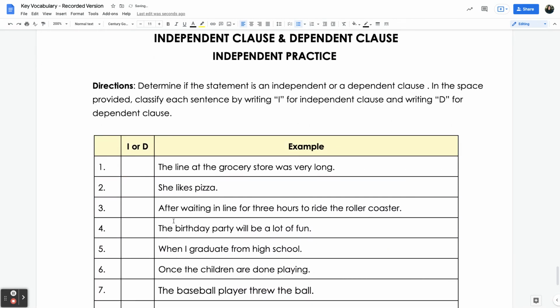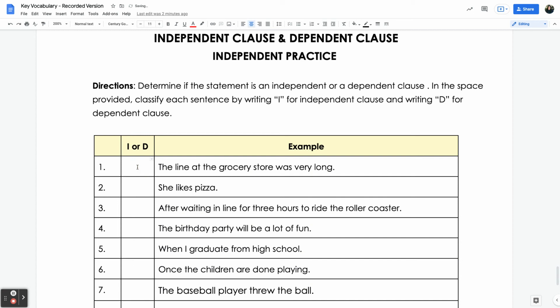So, in this independent practice, we're going to go through and identify whether it's an independent clause or a dependent clause. If you haven't done this yet, I suggest that you pause the video at this point before we go over the answers, so that you can try to identify independent and dependent clauses on your own and then see if we can do it together. Okay, so let's see how you did.